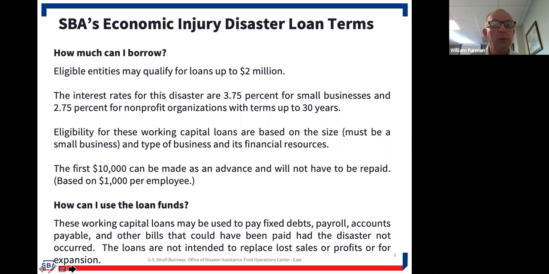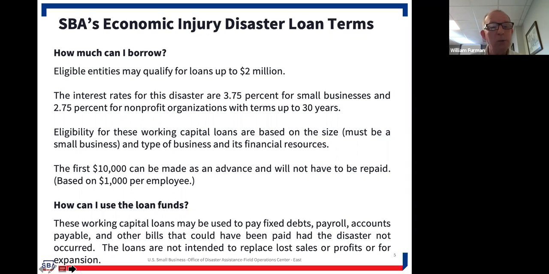Now, the other thing you need to understand is that you may have another disaster loan from a hurricane or a flood. We've had a lot of federally declared disasters in the last 5 or 6 years, and so there are a lot of these loans out there. All the current SBA disaster loans are being deferred for 6 months. So that is another burden off of the business, and it helps with cash flow during this stressful time. And so that's going to be a benefit to you as well.